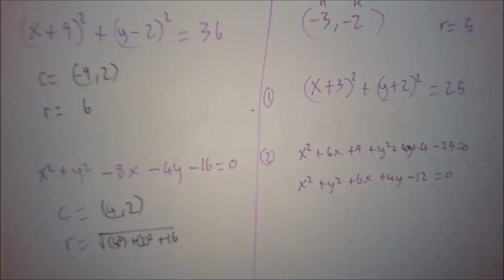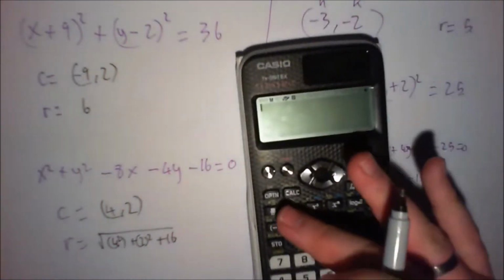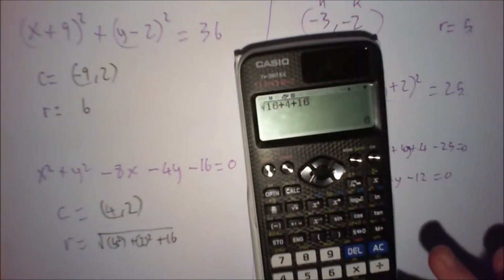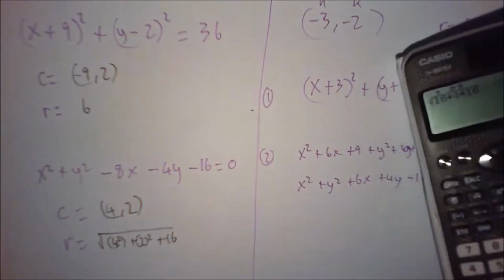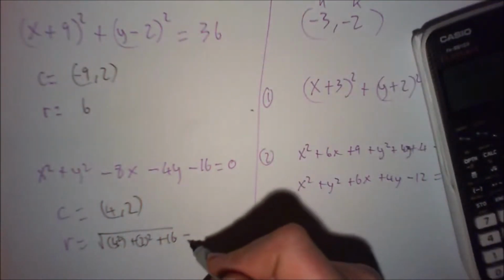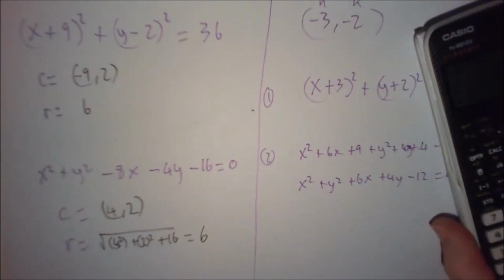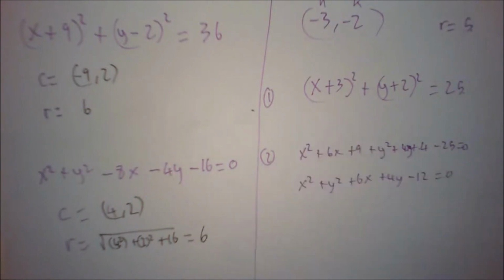Now, I don't know if this is going to be a nice number, but I don't care really at this stage. 16 plus 4 plus 16. Oh, it is, would you believe? I didn't even plan that. It is actually 6. What are the chances? This is like my brain on super overdrive. I managed to pick the same radius for both of them. So there you go. There's a nice little simple way of doing them.